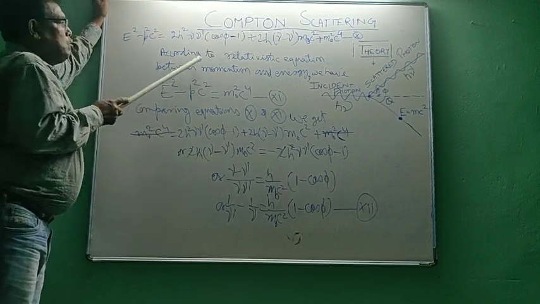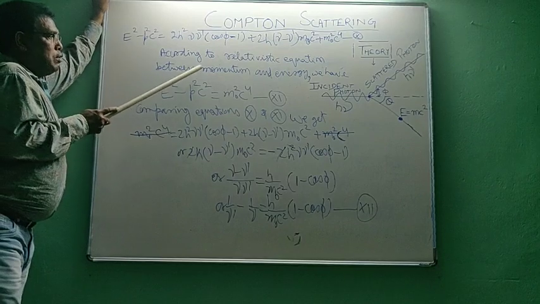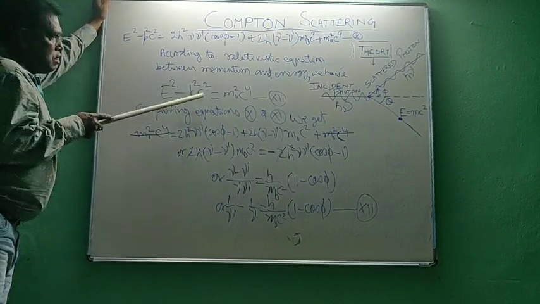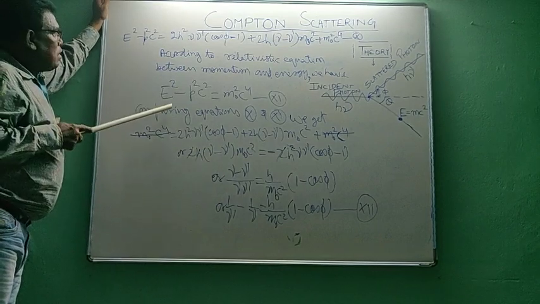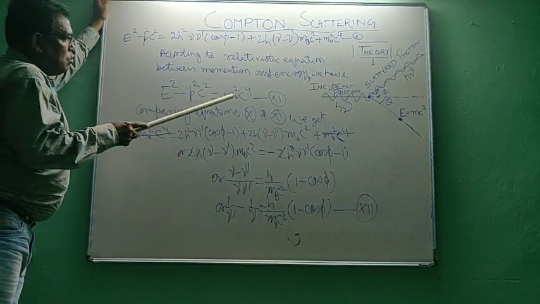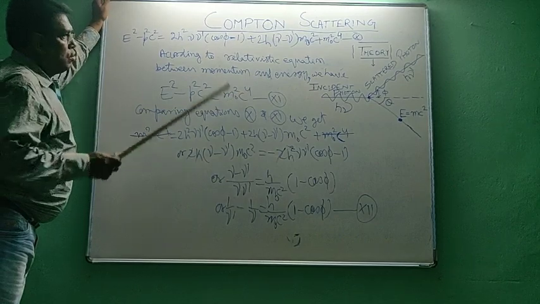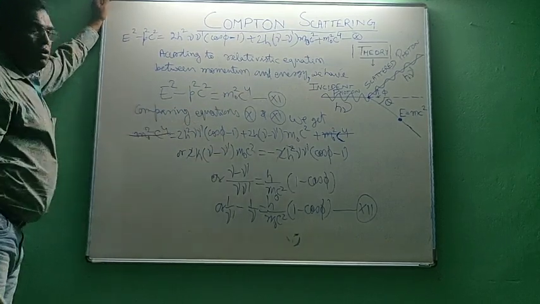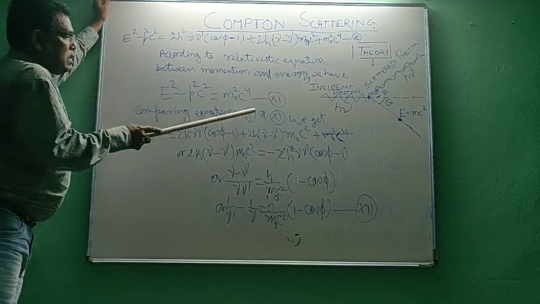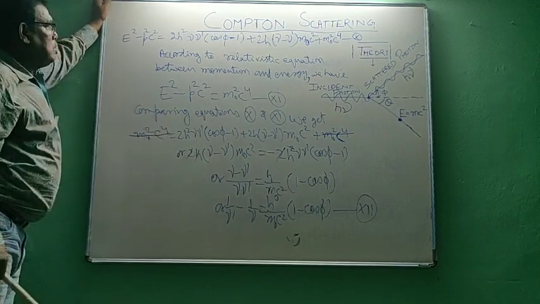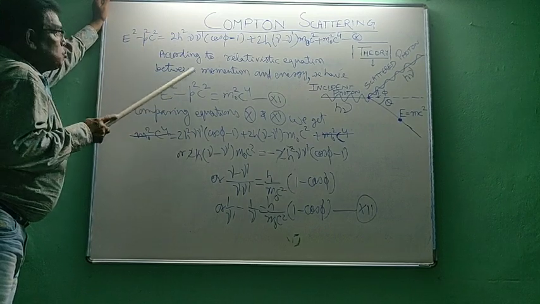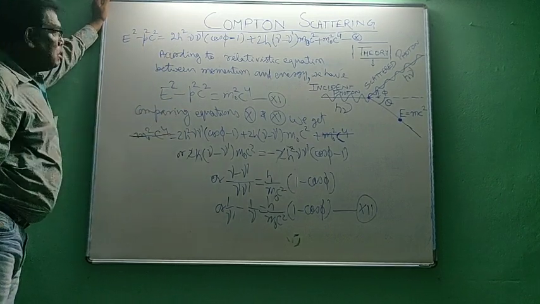Now, according to the relativistic relation between momentum and energy, E square minus P square c square equals m naught square c4. It is equation number 11. Now comparing equations 10 and 11, the left hand sides are equal, so the right hand sides will also be equal. Very simple.